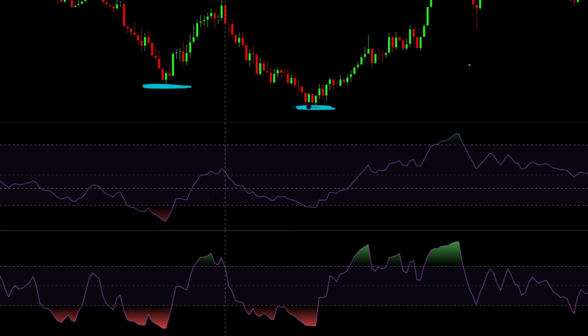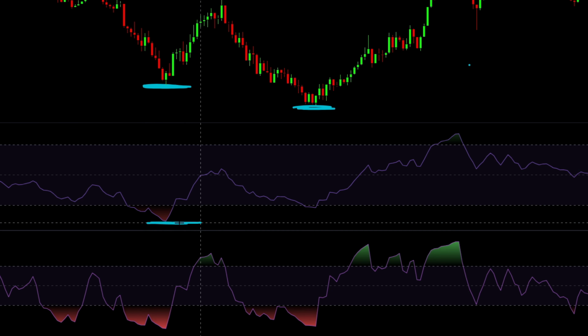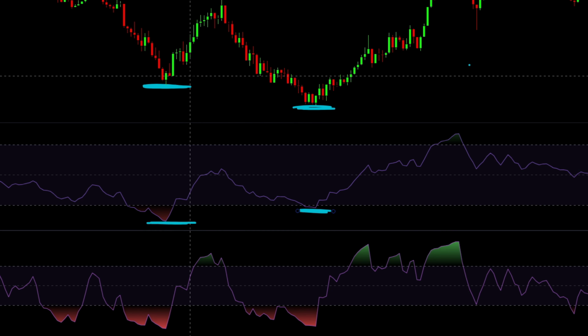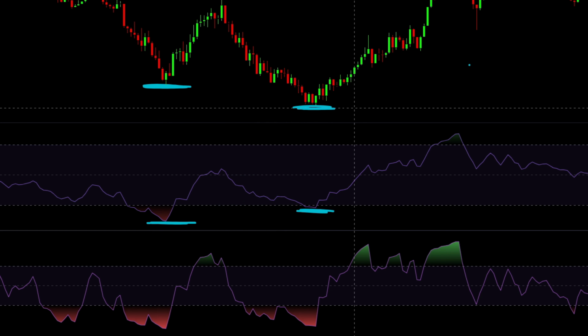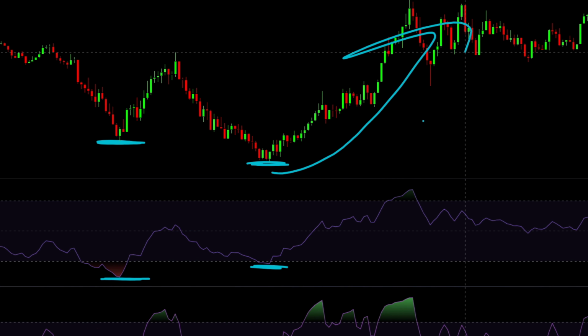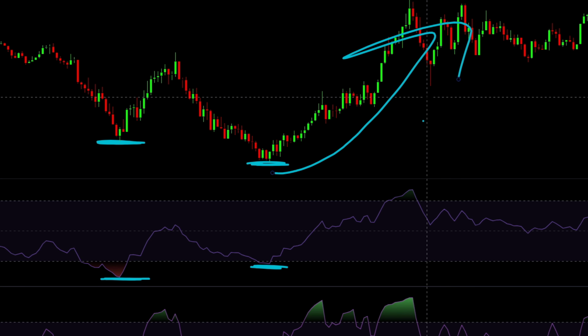So lower low on the price, but we can clearly see that we have a divergence. The price prints lower lows while the RSI prints higher lows, indicating a potential reversal to the upside, right?